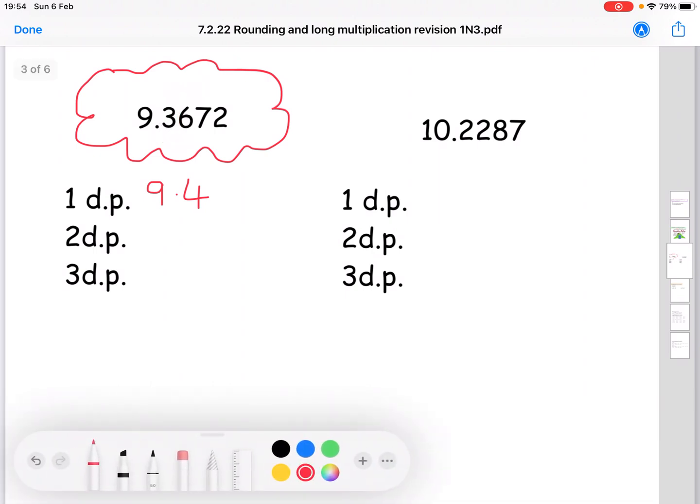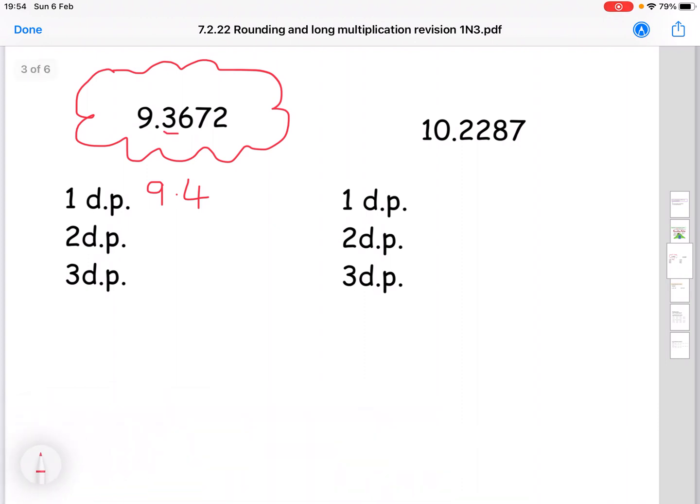If we do the same number to 2 decimal places, we're just going to look 2 numbers after the point, so the 3 and the 6. And if I draw a wee line there, the next number is a 7, okay? So that is higher than 5, which means the previous number, just that 6, is going to go up by 1. So it's going to be 9.37.